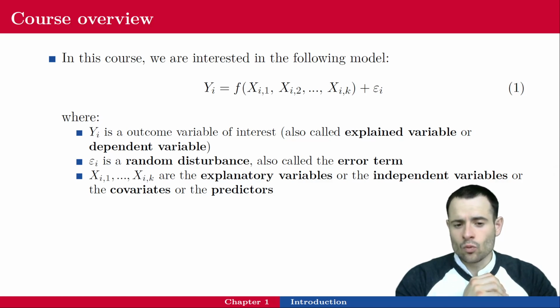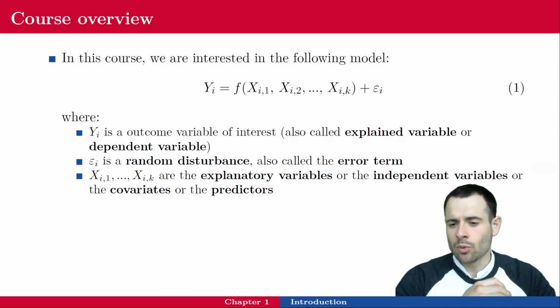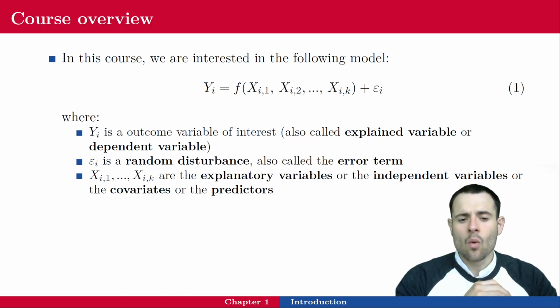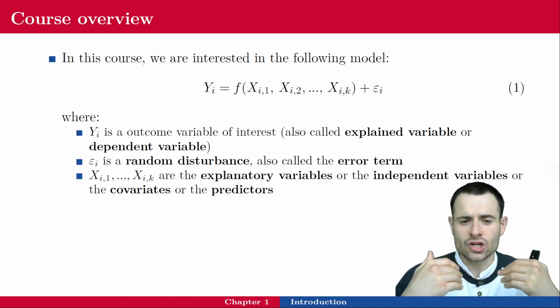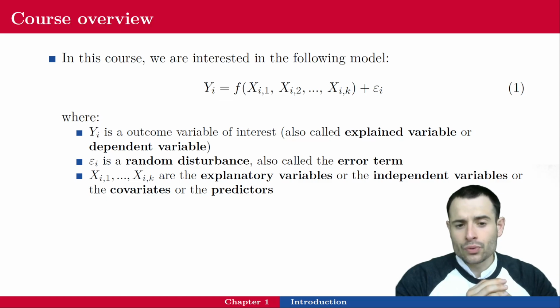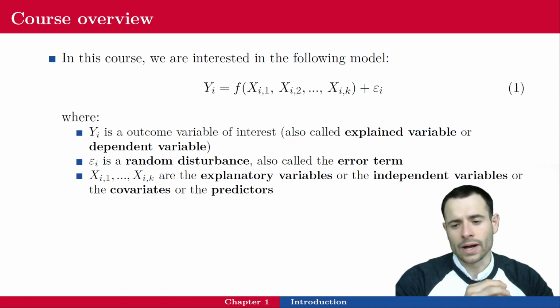The X's are what are called the explanatory variables because they have the explanatory power, or the independent variables if you oppose them to Y, which is the dependent variable. We also call them the covariates or the predictors. Why? Because at the end of the day, we will be focused on predicting the variable Y given some observations X. So my observations X will help me predict the variable Y.